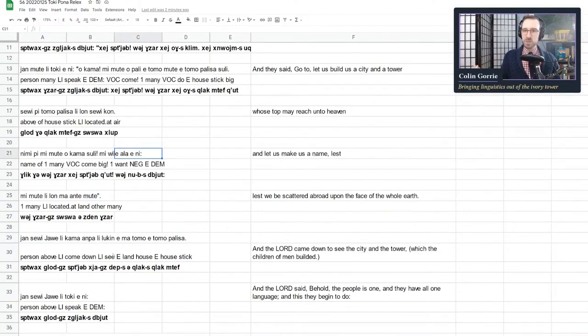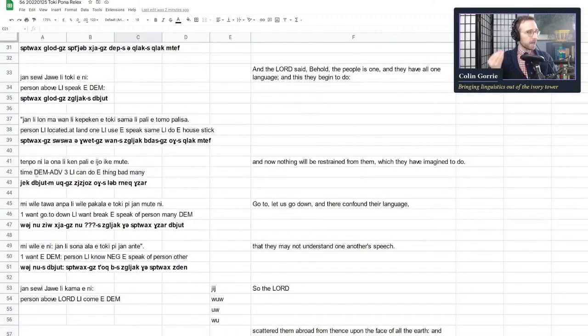Woi gzargs swa as den gzar, sptwach glodgs sptib, hjags deps klaks klakmtef. Sptwach glodgs zgliaks debut. Jek debuten ogs zizios ogs lub rnek gzar. Oi nu ziu hjags nu something zgliak sptwach gzar debut.